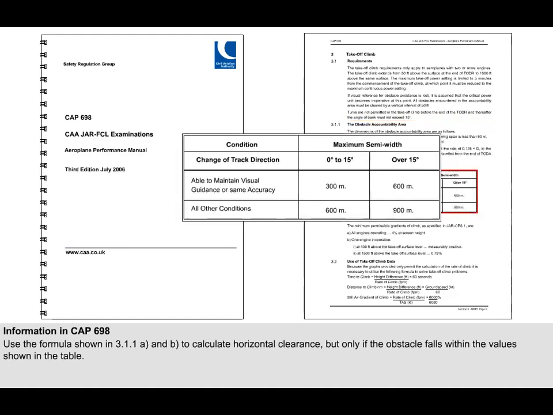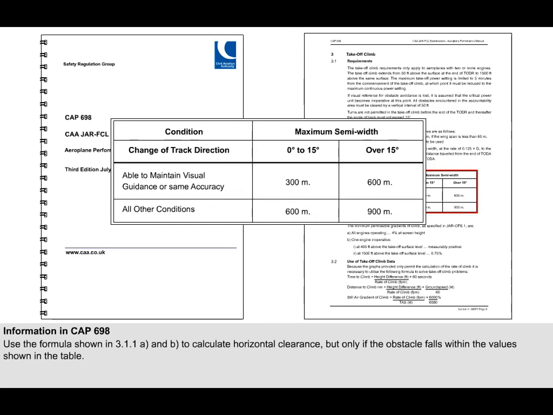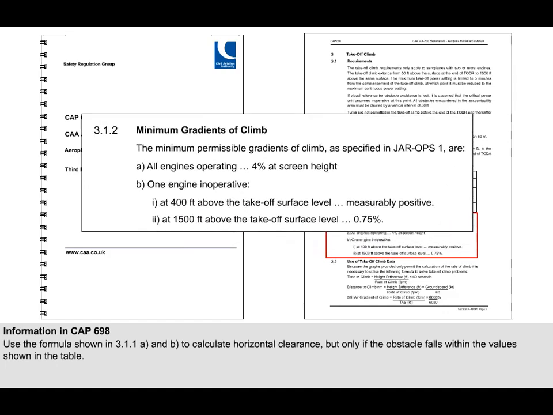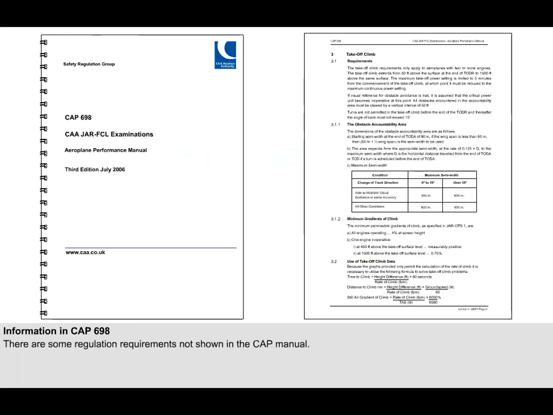However, only those obstacles within a certain lateral distance from the aeroplane, as shown by the table, need to be cleared horizontally by the distances calculated from the formula. Lastly, in paragraph 3.1.2, we find the climb gradient requirements for all engines operating and for one engine inoperative.